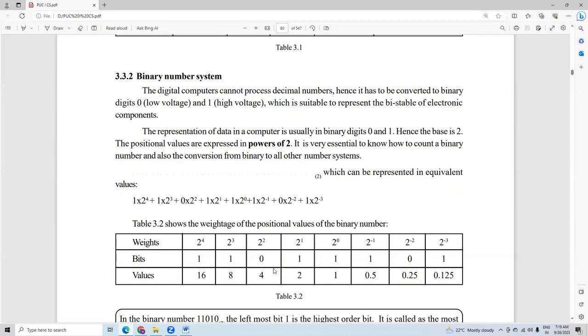First, we are going to study all the number systems. Later on, we are going to study how to do conversion from one type of number system to another type of number system.